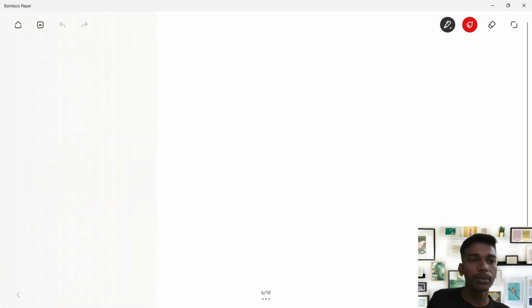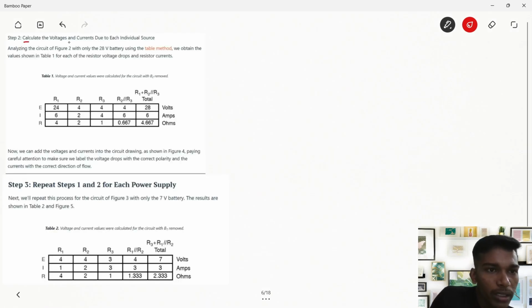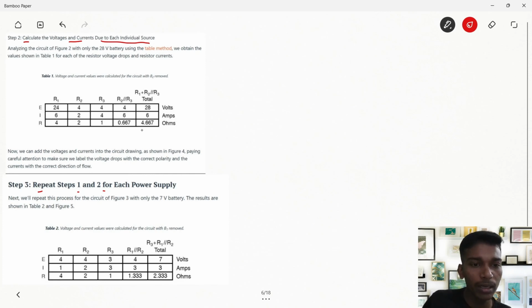The next step is to calculate the voltage and current due to each individual source. I have calculated all the currents and all the voltages across all the resistors with the first voltage potential. Now step three is to repeat steps one and two for each power supply. In the first step, we neglected all the power sources except one. In step two, we calculated all the voltages and currents across all the resistors due to that specific EMF, right? Like that, we consider every single power supply and neglect every other.